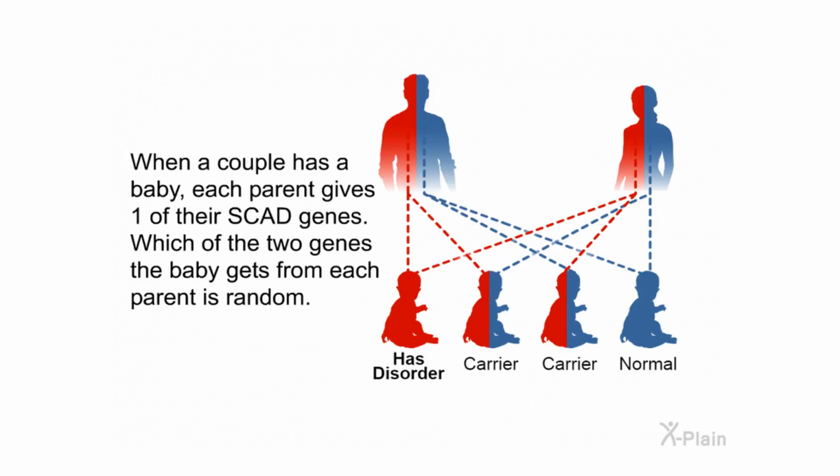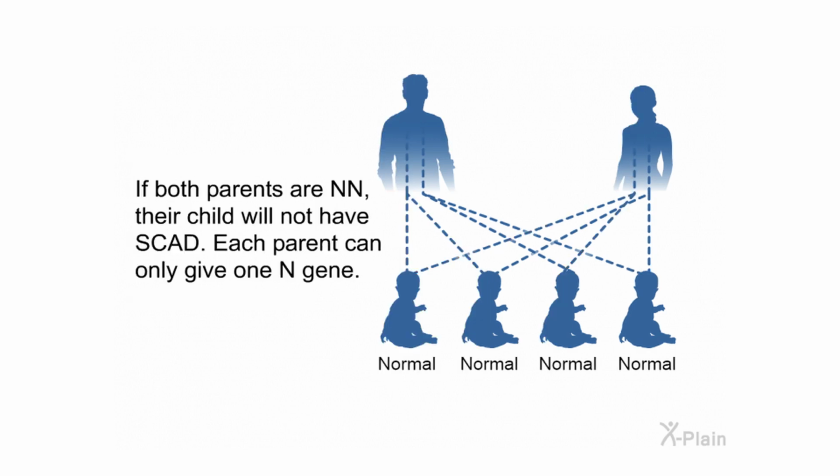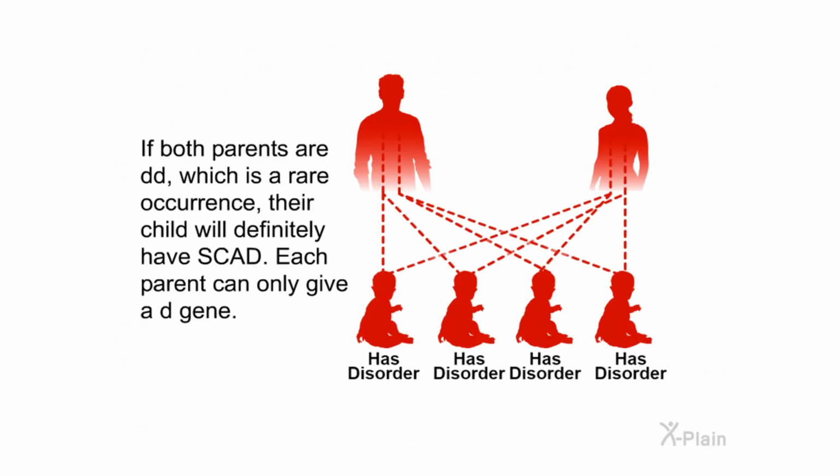When a couple has a baby, each parent gives one of their SCAD genes. Which of the 2 genes the baby gets from each parent is random. If both parents are NN, their child will not have SCAD. Each parent can only give one N gene. If both parents are DD, which is a rare occurrence, their child will definitely have SCAD. Each parent can only give a D gene.